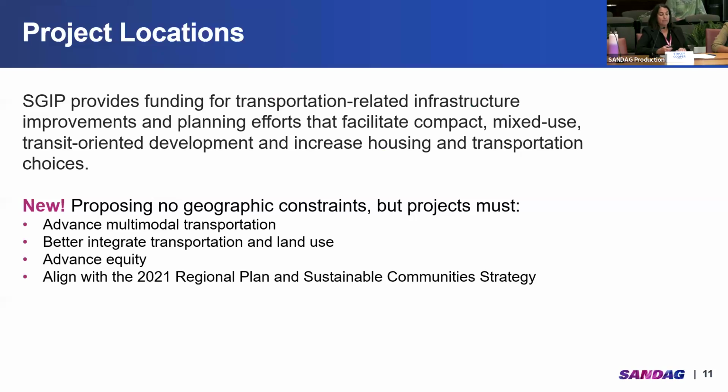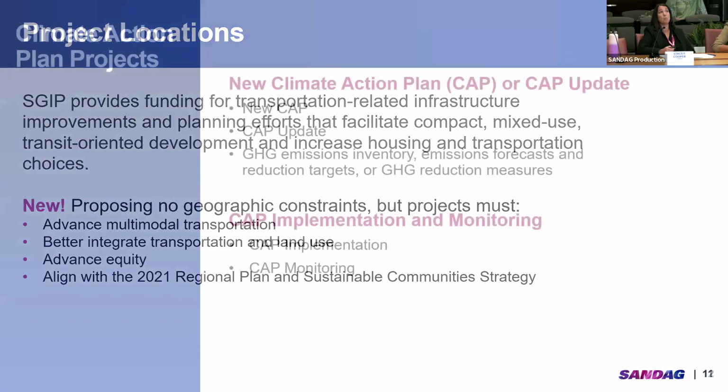Now on to eligibility. So previous SGIP cycles only funded projects within geographically restricted smart growth opportunity areas, or SGOAs. And the location and extent of SGOAs were defined by each regional plan. To provide greater flexibility and fewer restrictions on where SGIP funds can be invested, we're proposing to remove geographic boundaries from the eligibility criteria. Instead, projects would need to further smart growth principles and goals and objectives of the 2021 Regional Plan and Sustainable Community Strategy.